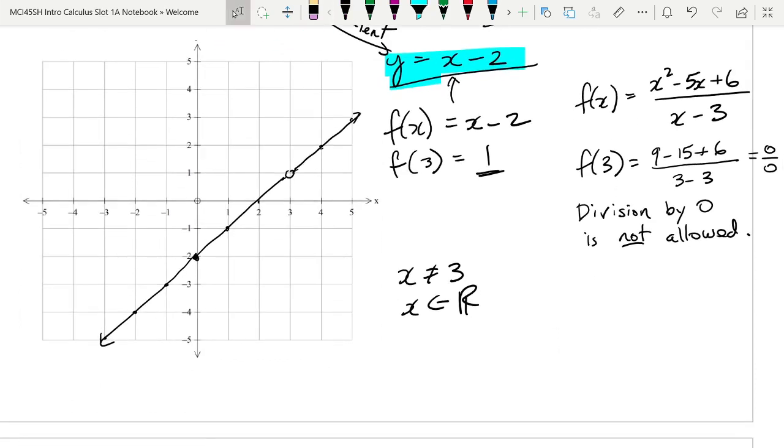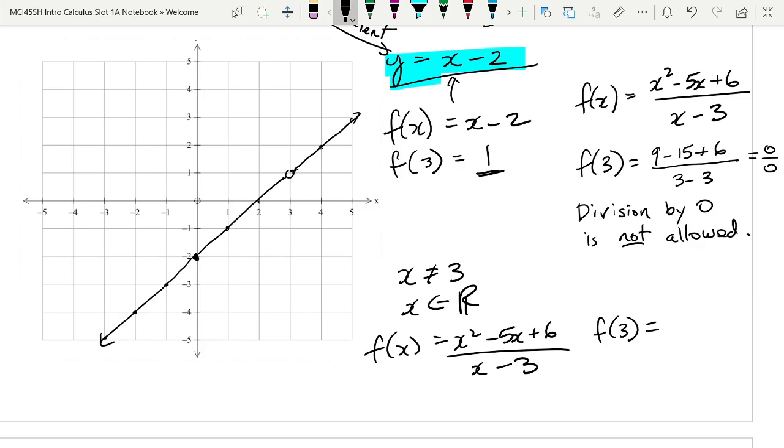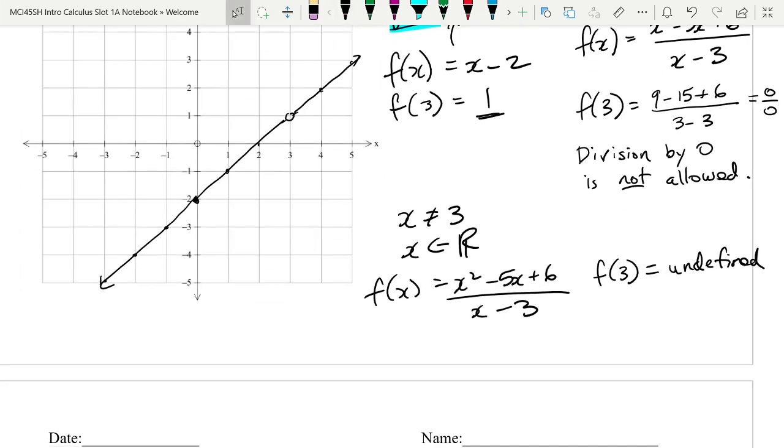So here's a very important idea in calculus. In the function f of x equals x squared minus 5x plus 6 all over x minus 3, f of 3 is undefined because I can't divide by 0. But, and this is the wording we're going to learn how to use starting in tomorrow's lesson, I did not mean tomorrow. We are not doing a lesson on Saturday. How about Tuesday's lesson? There we go.